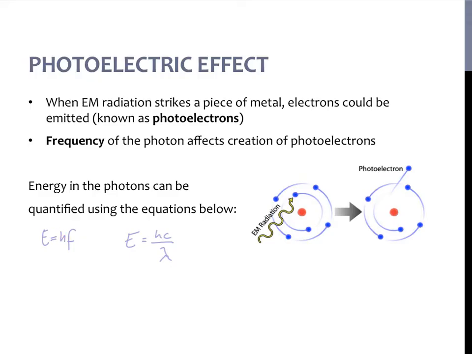Okay, so let's start with this. What is h? That's Planck's constant. This is on the front of the reference table. And h is equal to 6.63 times 10 to the negative 34 joule-seconds. This is known as Planck's constant. And with these two equations, you could quantify the energy in the photon.